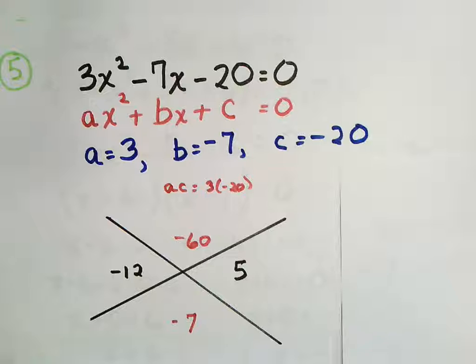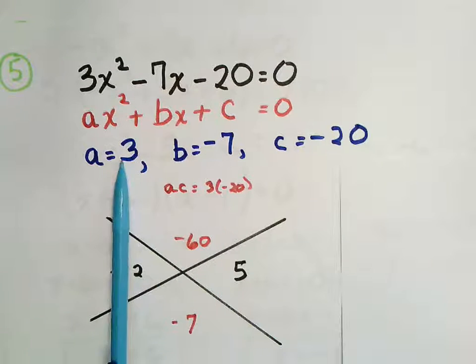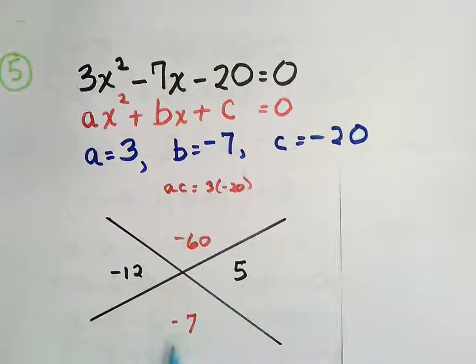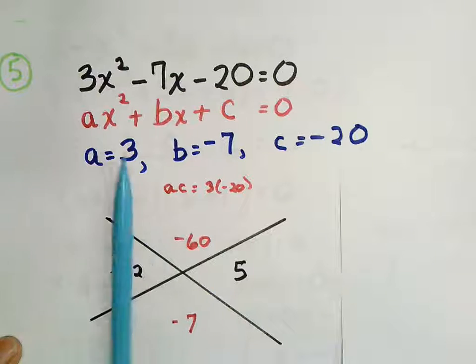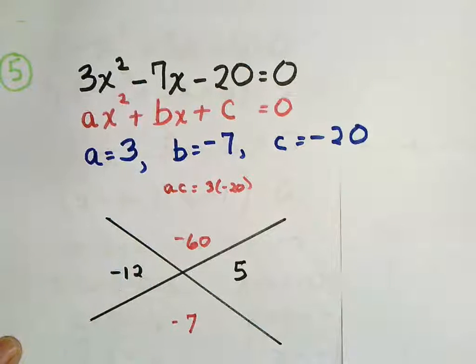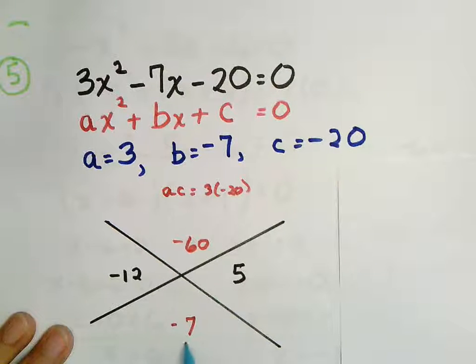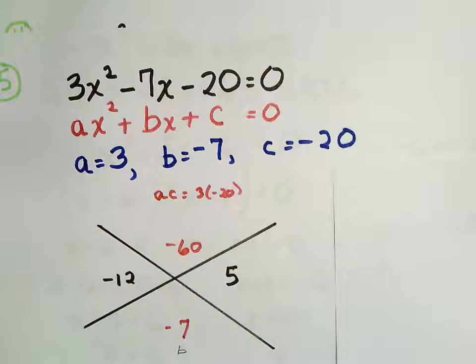Here is our X, and we have to determine how to put these numbers in the X. Well, in this part of the X is A times C. See, 3 times -20. In this part of the X, it is the B term right here. See, that's the B term. In fact, I'll just put the B term right there. Okay, and this was the AC term.